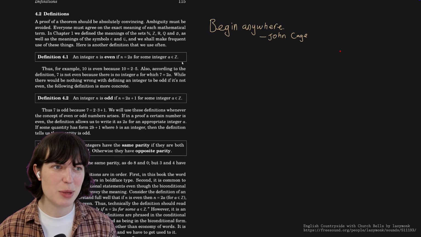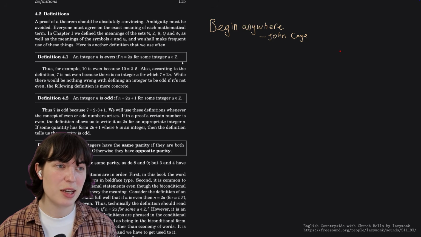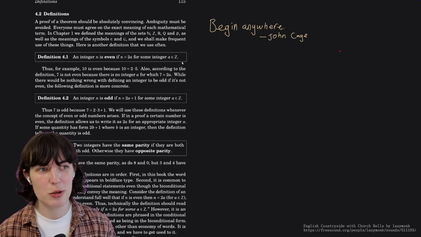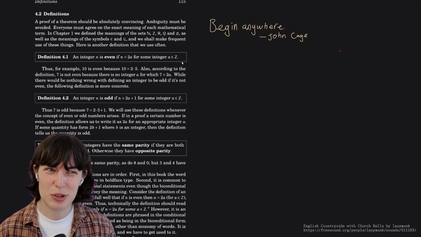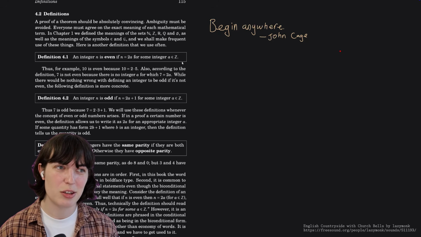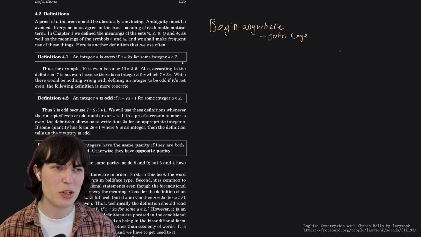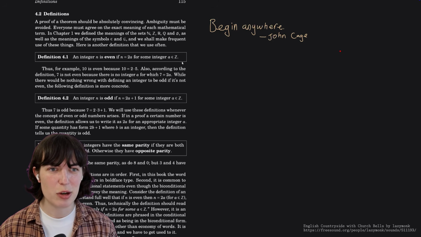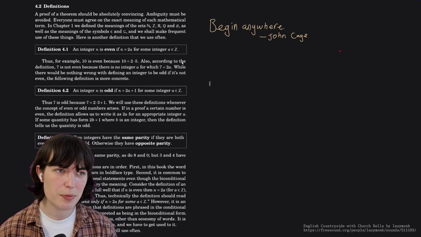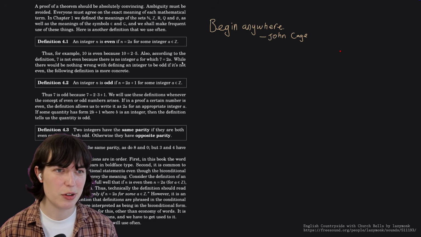In Chapter 1, we defined the meanings of the sets N, Z, R, Q, and the empty set, which are the natural numbers, the integers, the real numbers, the quotient numbers, which I think are also known as the rational numbers, and the empty set, as well as the meanings of the symbols element of and subset of. And we shall make frequent use of these things. Here is another definition we use often.